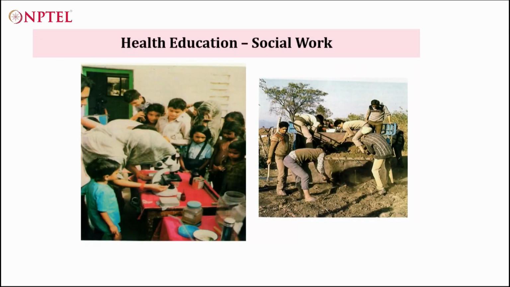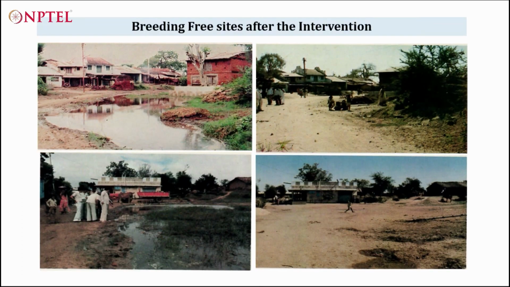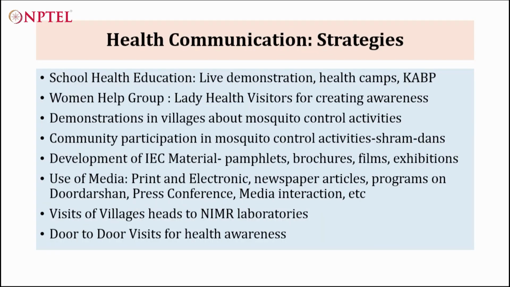Then we did health camps demonstrating the malaria parasite and the mosquito, and how it can be controlled, and communities were involved in the leveling of ditches and filling of mosquito breeding sites. And you see in the picture on the left side, there are mosquito breeding sites, and through the support from the community they were all removed. So, health communication strategies were school health education, live demonstration, health camps, and knowledge, attitude, behavior and practices. Women self-help groups and lady health visitors created awareness, with demonstrations in the villages about mosquito control activities.